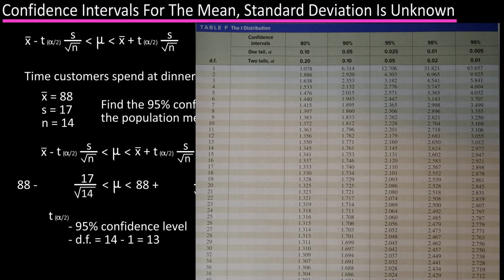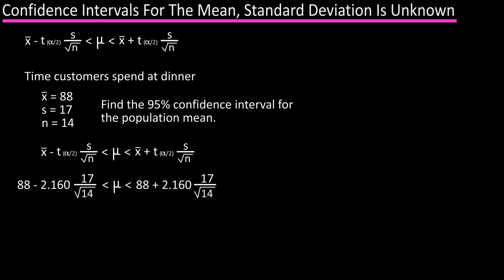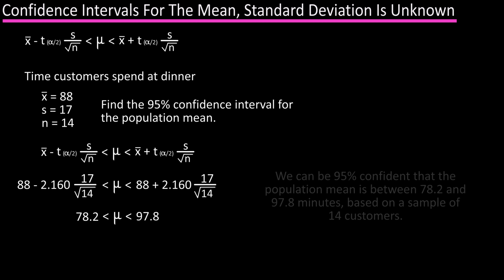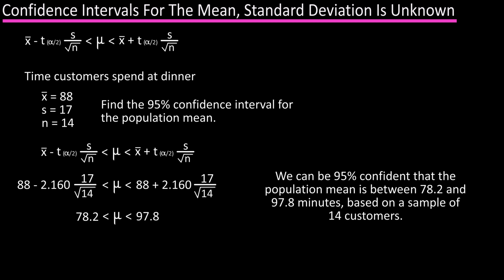In the t-distribution table, we go down to 13 in the df column, then over to the 95% confidence interval column, and the value listed is 2.160. So this is our t alpha over 2 value, and our formula is complete. Plugging and calculating, we get 78.2 less than mu less than 97.8. So we can be 95% confident that the population mean is between 78.2 and 97.8 minutes based on a sample of 14 customers. Alright my friends, that be the basics on finding a confidence interval for the mean when you don't know the standard deviation.